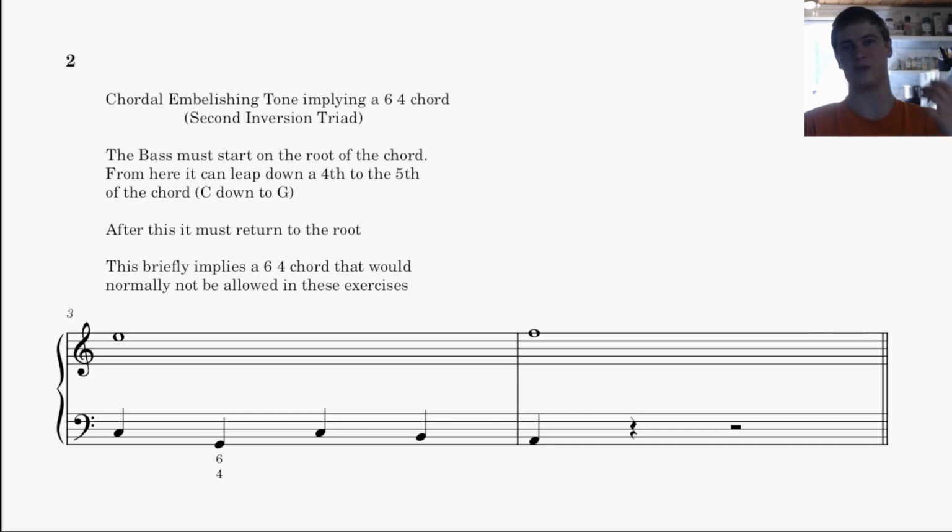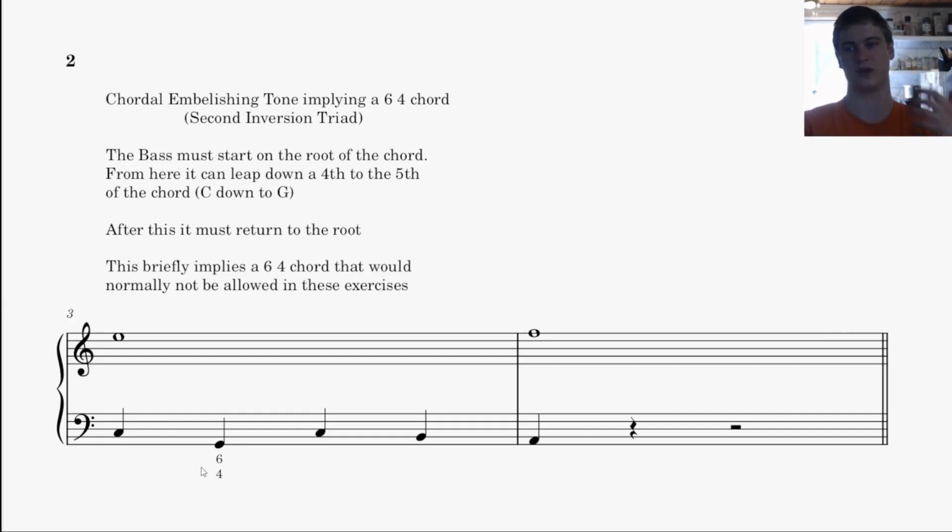Okay, so in third species counterpoint and on, we can use a chordal embellishing tone that implies a 6/4 chord or a second inversion triad. In order for this to work, the bass must start on the root of the chord. From here, it can leap down a fourth to the fifth of the chord.